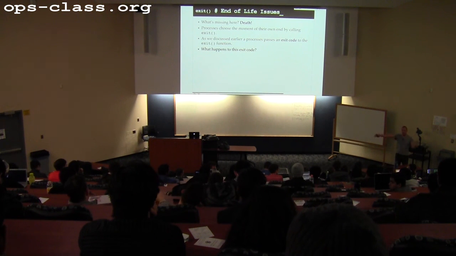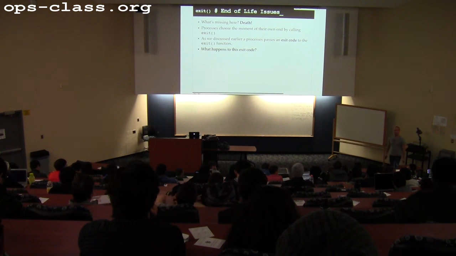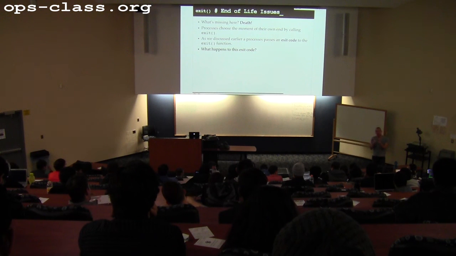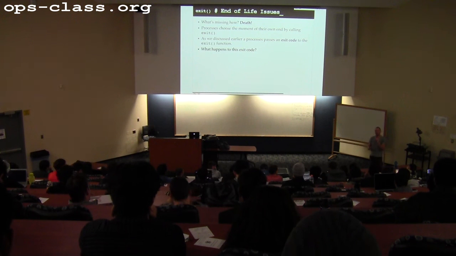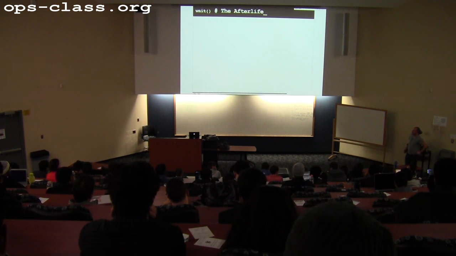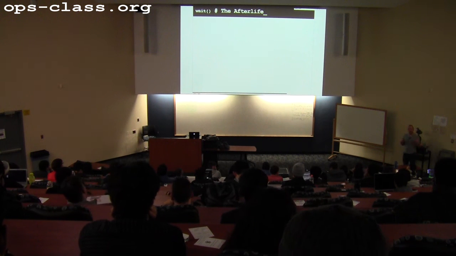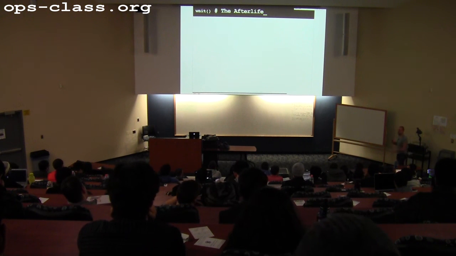Now, there's a bunch of other processes on the system, and some of them may or may not be interested in why a particular process exited, and that's fine. They may or may not be able to find out why that process exited. But there's one process that's guaranteed to be able to find out, and that's the parent. And how the parent finds out is the last piece of this, and that's wait.